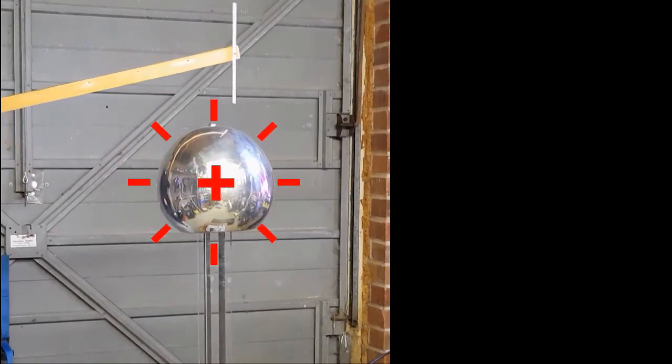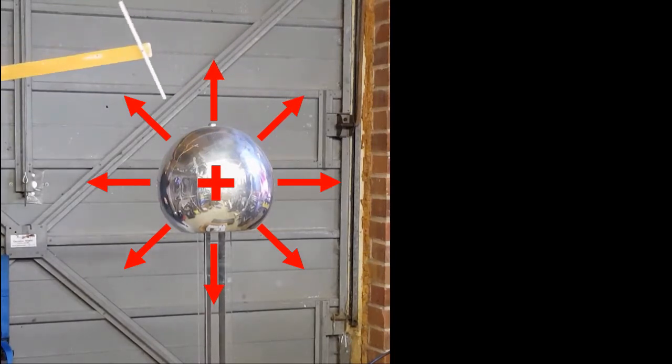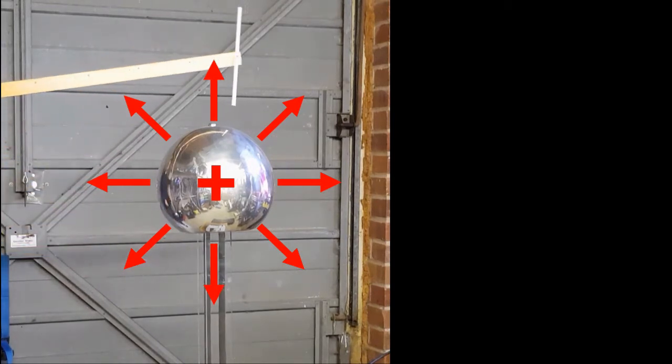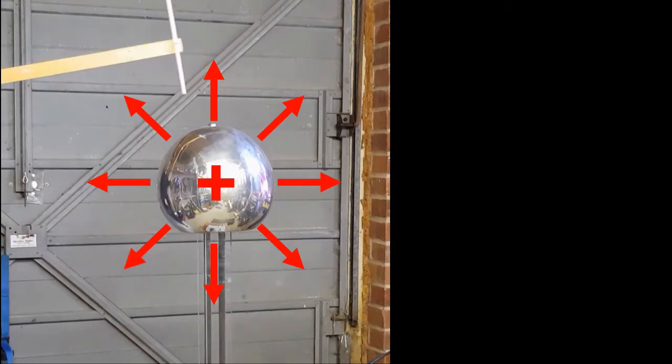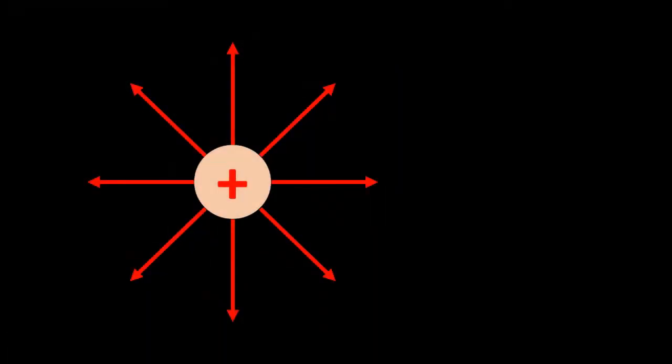So you have a positive charge in the middle, and you have the lines of force, or the field lines, moving or pointing directly away from the charged sphere. Your diagram will look something like this. Note that for a positive charge, the arrows are pointing radially outwards, away from the centre of the charged sphere.